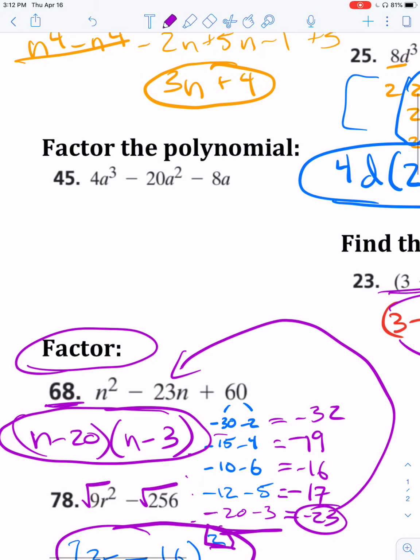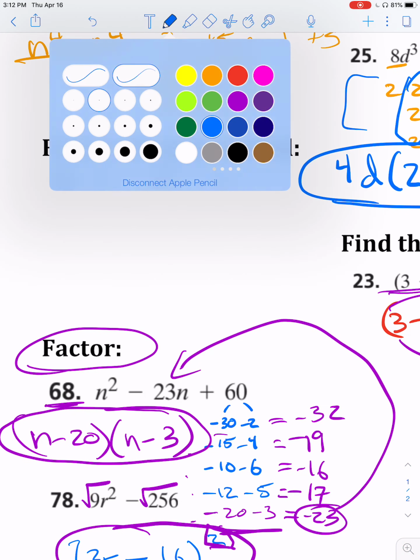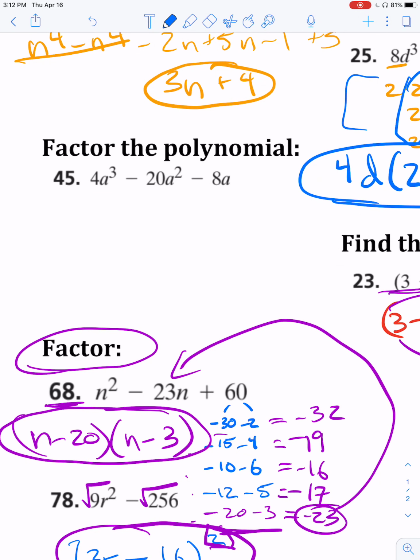This is a little bit of a trick question in number 45, and this is the last question we'll go over. It says factor the polynomial, right? So what we're expecting is to be able to break this down into its simplest terms. But in this case, we can see that 4 is going to go into all three numbers and a, because they all have an a term and something divisible by 4. And again, 4 is that smallest number. So 4 times a squared minus 5a minus 2, right?